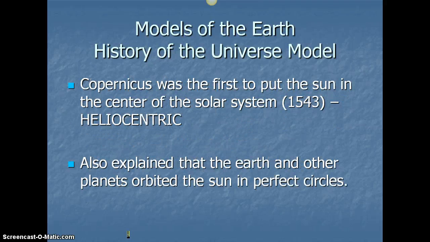Coming along a little bit later, Copernicus was the first to put the sun in the center of the solar system in 1543, and he called this heliocentric. At the time, he wasn't really believed, and he explained that the Earth and other planets orbited the sun in perfect circles. Now, a couple key things here, this term heliocentric, you'll see that again. And also this portion here, to know that Copernicus said that they orbited in perfect circles. We'll find that that's not really true. But you do need to understand what he said in our timeline of things.